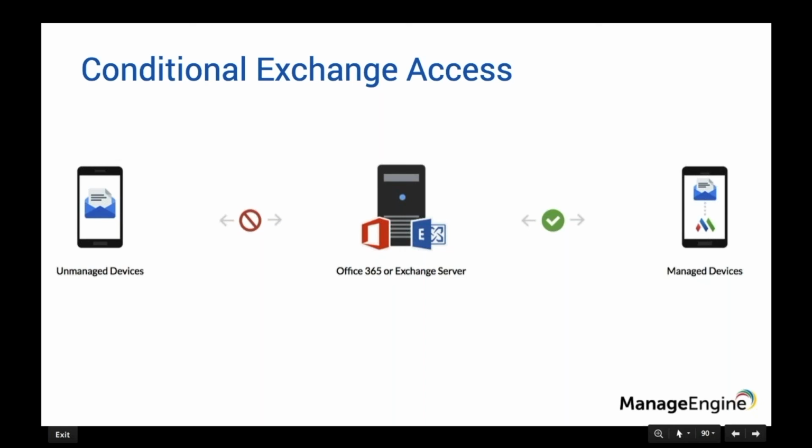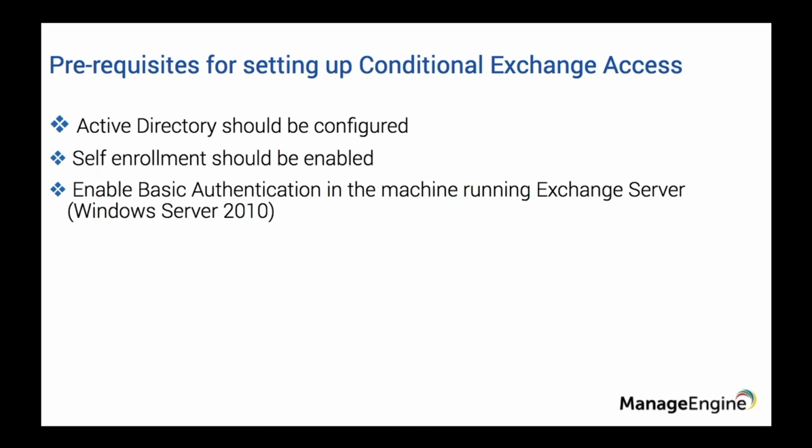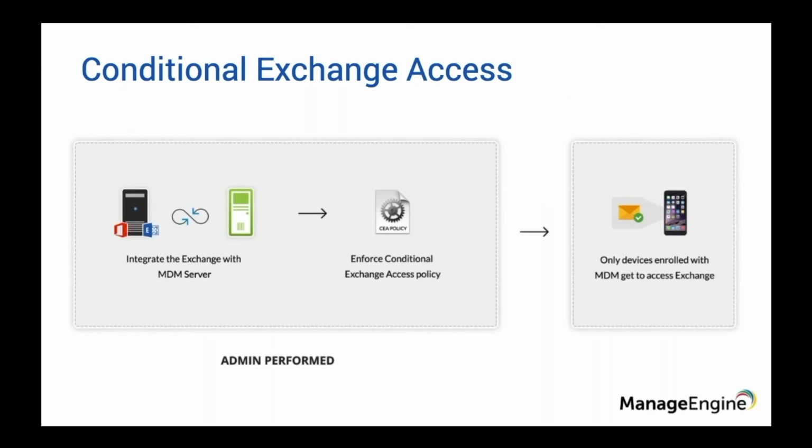This can be done using conditional access. This is conditional access in a nutshell. Unmanaged devices are restricted access to O365 or Exchange Server, whereas managed devices can continue to have access. So these are the mandatory prerequisites. AD should be configured, self-enrollment is required, and the basic authentication is to be enabled in the machine that is running the Exchange Server for your organization. This is mandatory only in case of the server running Windows Server 2010 OS version.